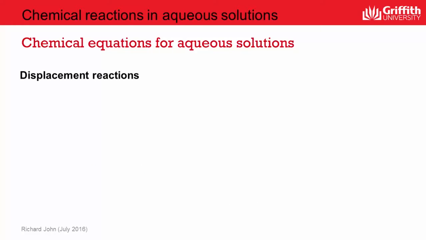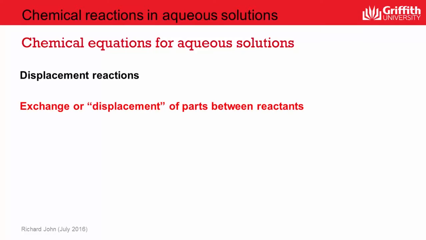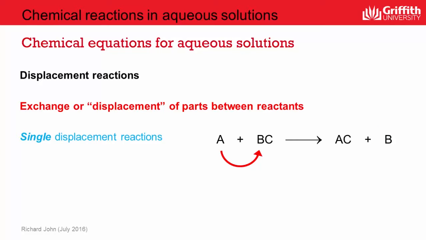Most chemical reactions in aqueous solutions are some type of displacement reaction. And a displacement reaction involves an exchange or a displacement of parts between reactants. So for example, if we consider the general reaction scheme here, A plus BC going to AC plus B, we can see that the element A is going to replace element B in this compound to form the compound AC, and then elemental B gets formed as one of the other products. This is known as a single displacement reaction, as there's only an exchange or a displacement between one part of the reactants. We can also have double displacement reactions, and these are also known as metathesis reactions.